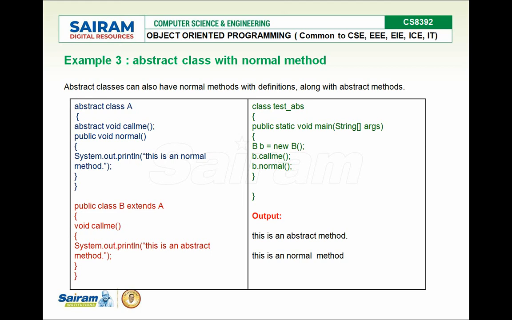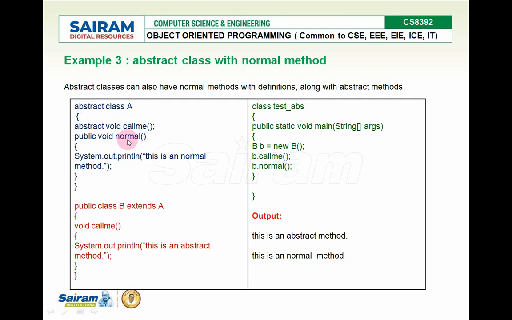So next example, abstract class with the normal method. So what is the property? An abstract class may have an abstract method or may not have an abstract method. So here we have a normal method and an abstract method. Since it has at least one abstract method, this class must be declared as abstract.